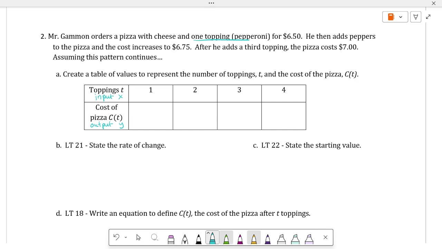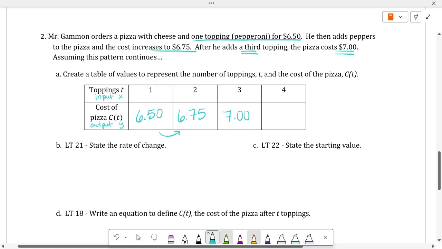A pizza with one topping is $6.50. So under one topping, we have $6.50. The next sentence says that he adds another topping and the cost increases to $6.75. After he adds a third topping, it costs $7. So if we take a look here, we're noticing that the pattern is adding 25 cents per topping. So to get 4 toppings, we would increase the price another 25 cents, and the cost of the pizza would now be $7.25.